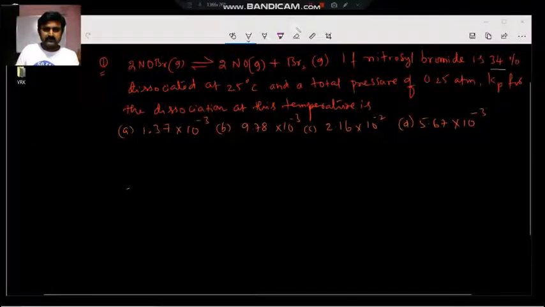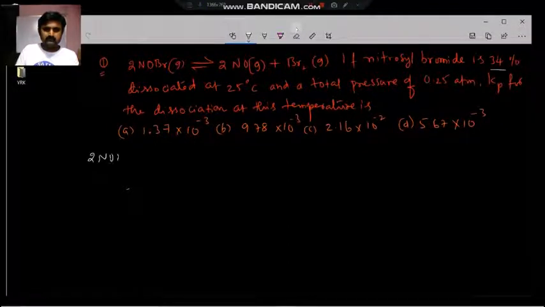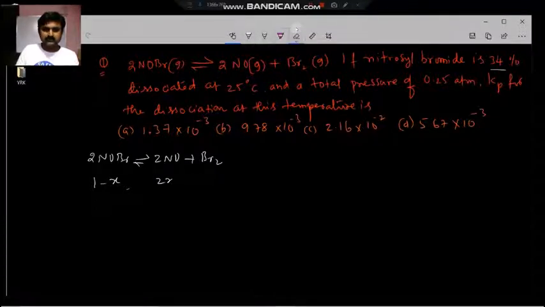First of all, we will write down the equation: 2NOBr in equilibrium with 2NO plus Br2. Here all are gases only. In this reaction at equilibrium, we can easily take NOBr as 1 minus x, for 2 moles NO it is x, and for 1 mole Br2 it is x by 2.